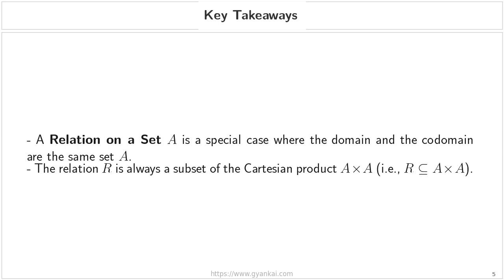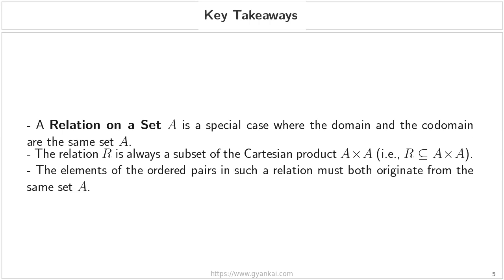Second, looking back at the mathematical definition we used in our examples, the relation R is always a subset of the Cartesian product of A with A. You can express this mathematically as R is a subset of A cross A. This simply means that the relation is formed by picking only specific pairs from that large pool of all possible combinations.